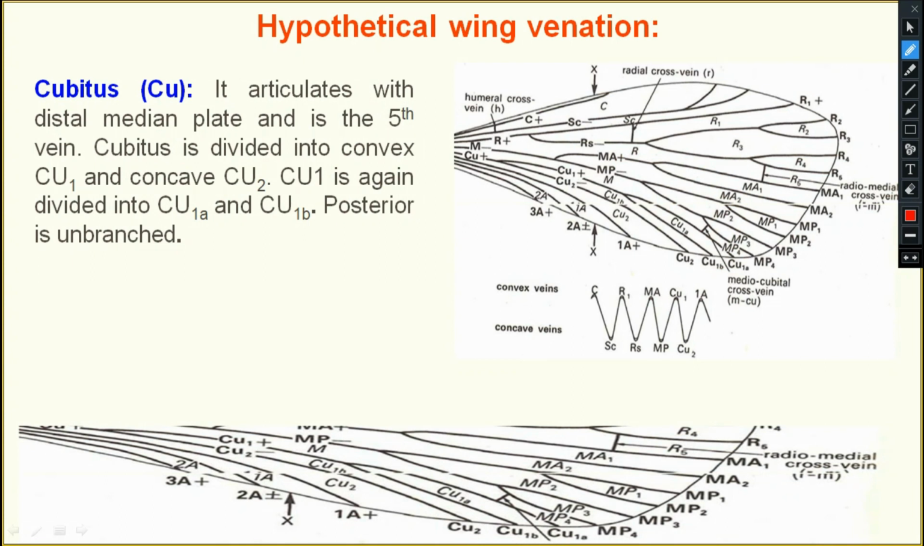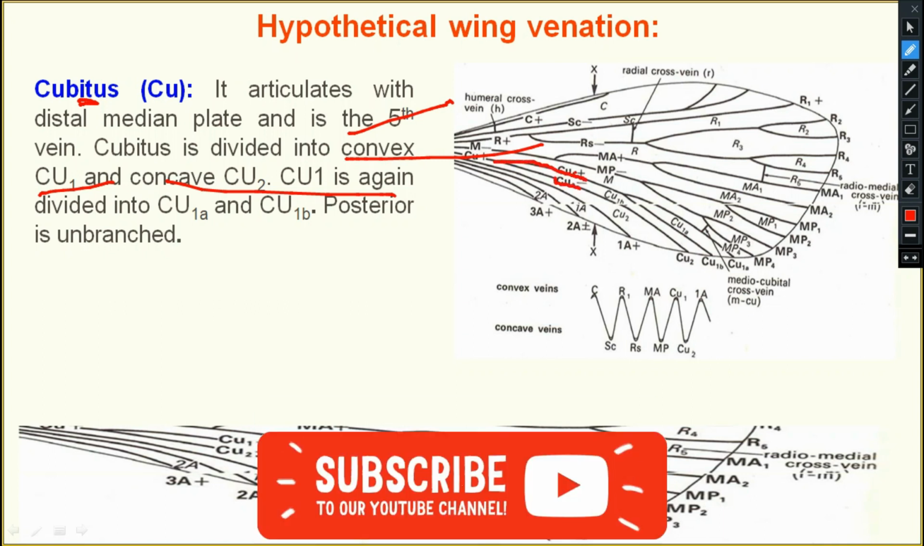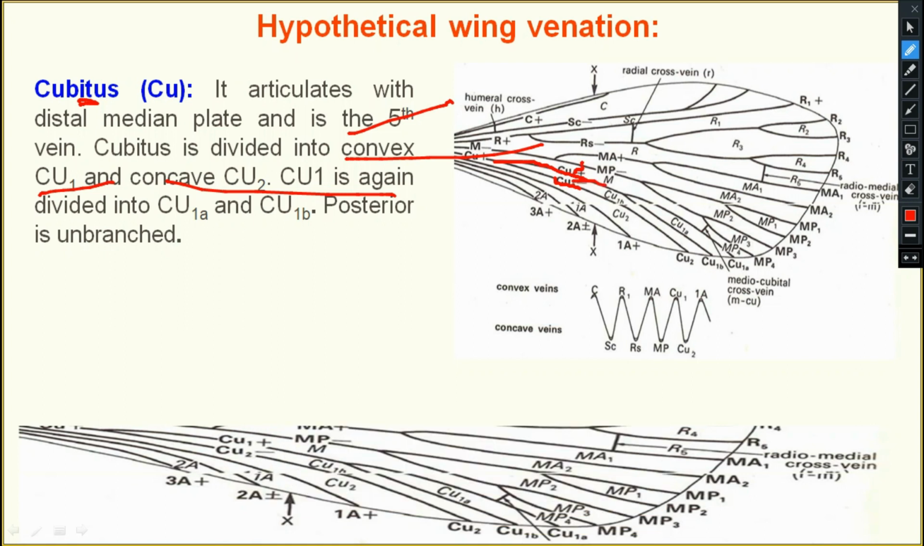After this it will be very quick, we can complete. Then we come to cubitus. It is articulated with the distal median plate. It is the fifth vein. Cubitus is divided into CU1 and CU2. CU1 is positive, CU2 is negative.